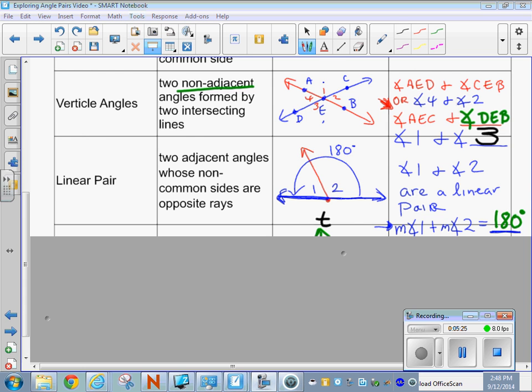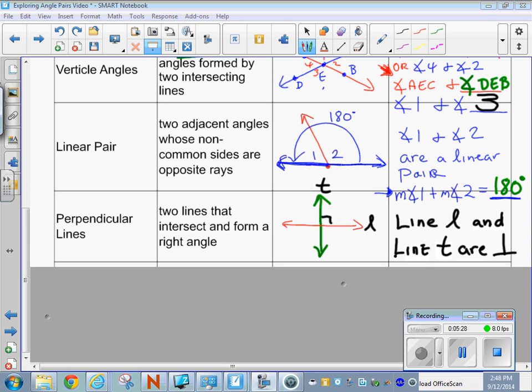Moving on. All right, take a look at this. Perpendicular lines, old hat stuff. You should know this one. Two lines that intersect to form a right angle. So there you have it.